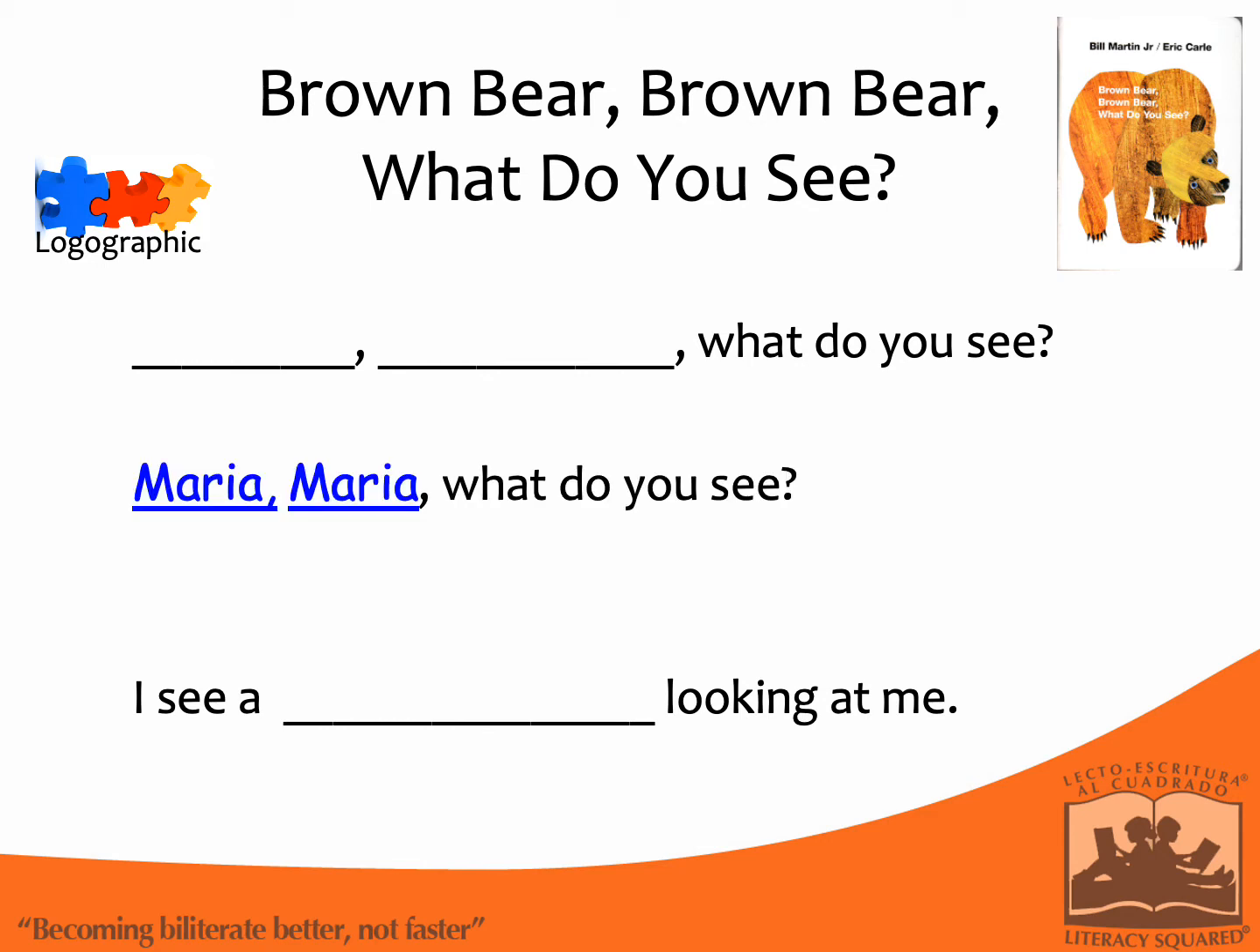The whole class reads it aloud as the teacher points to the first sentence with the student's name. "Maria, Maria, what do you see?" That student comes up with their picture and places it in the second sentence. That student points and reads, using their picture to fill in the blank. "I see a green turtle looking at me." The whole class can join as the student points and reads. Students are practicing the pattern and applying it to something personal using their names, while learning words as a whole within a meaningful context.